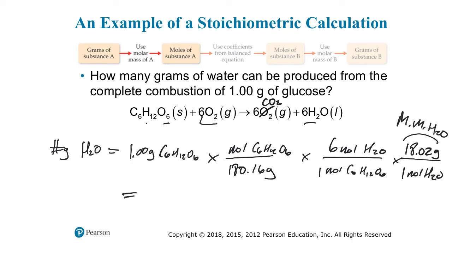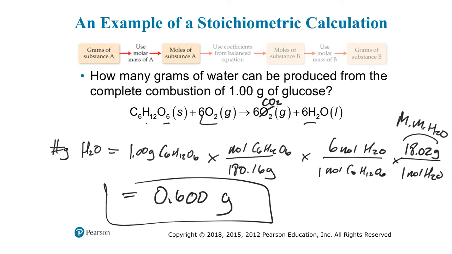And if we work this out, we do 1 divided by 180.16, times 6, times 18.02, and we get a mass of 0.600 grams. So 0.6 grams of water forms from the combustion of 1 gram of glucose with an excess amount of oxygen.